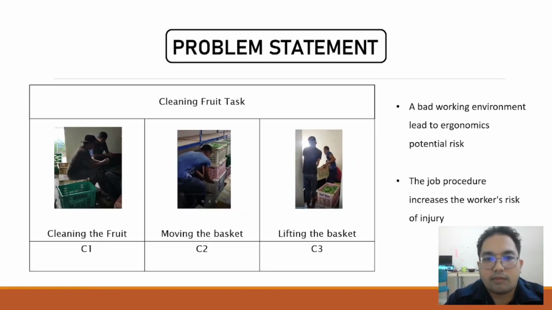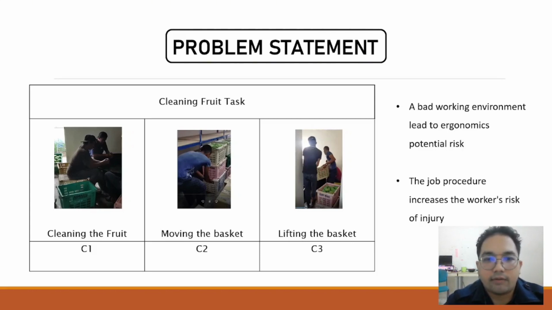So as a problem statement, you can see that the cleaning fruit task has 3 subtasks in it. First is C1, C2, and C3. C1 is cleaning the fruit itself, C2 is moving the basket, and C3 is lifting the basket.